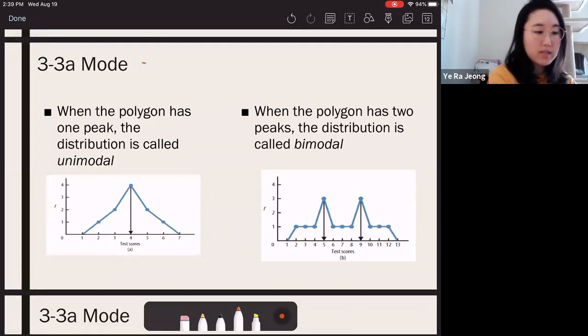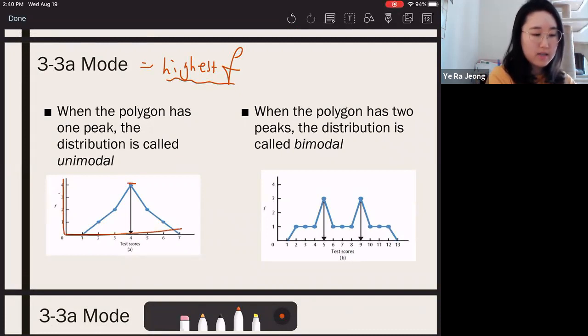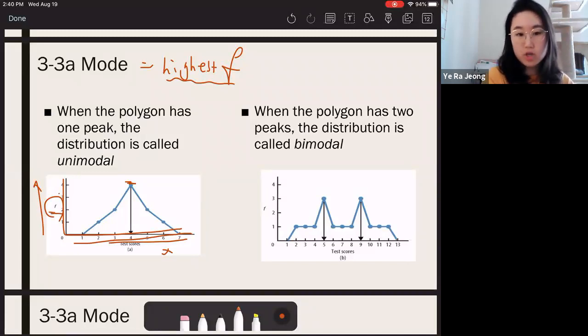Remember, mode is the highest frequency. Highest frequency in a graph means the highest point. Remember, in a frequency distribution graph, the x-axis is all your scores and the y-axis is the frequency. So the highest point in the graph means the highest frequency. It's the most frequently occurring.